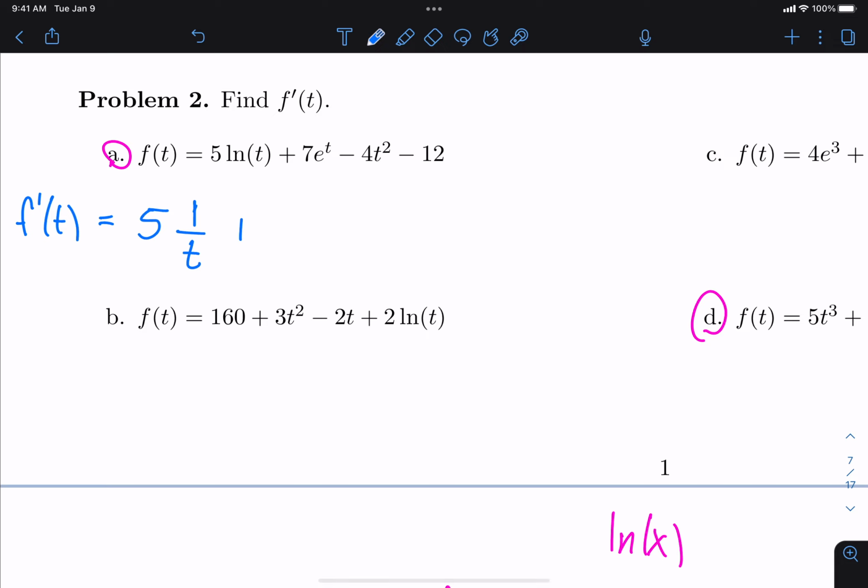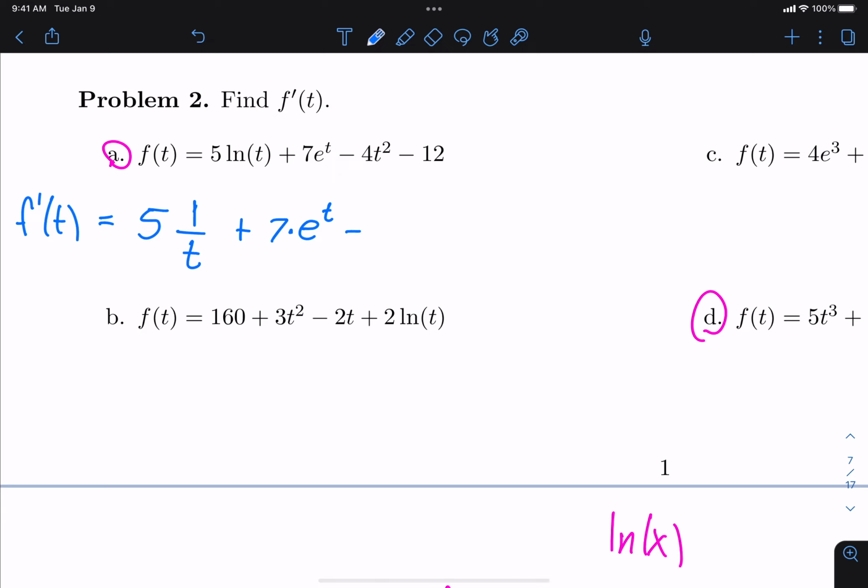Okay, now comes a plus sign. And we need to write down the derivative of 7e to the t. Okay, 7e to the t. So, again, the constant multiple rule says that the 7 is going to hang out. And then what is the derivative of e to the t? It's the easiest derivative of them all. e to the t. Just e to the t.